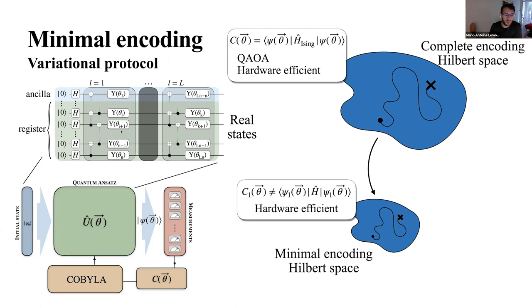So what we do, we have this ansatz now. This is a hardware efficient ansatz. So we have this single layer of CNOT, like two qubit gates, nearest neighbor two-qubit gates.